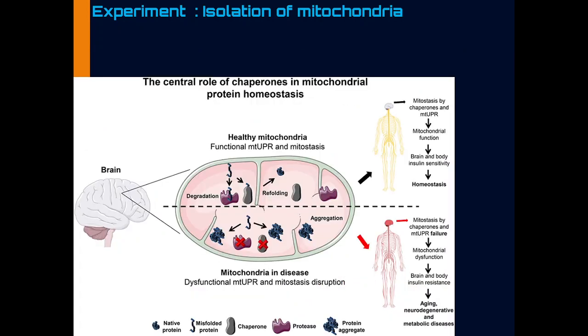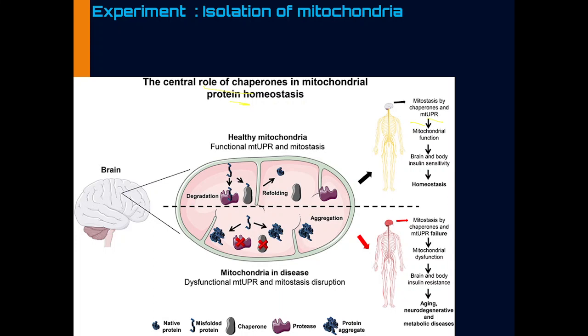So this particular diagram, as you can see here, shows the central roles of chaperones in mitochondrial protein homeostasis. It means the proteins present in the mitochondria have to be properly folded. For example, it is shown here, there are chaperones. This is the mitochondrial UPR, which stands for unfolded protein response. Unfolded protein response is a cell signaling cascade that involves several proteins.